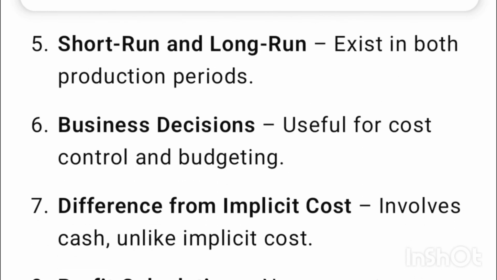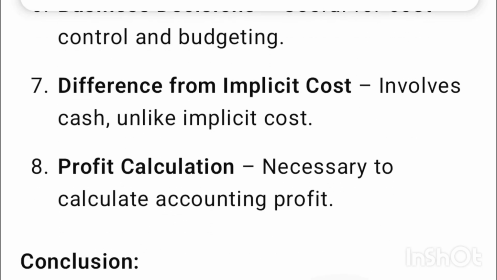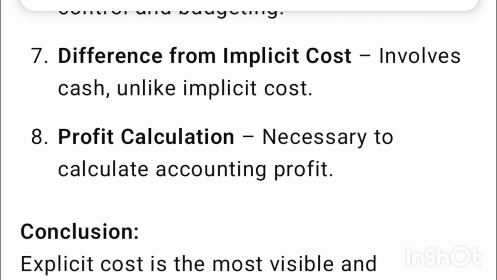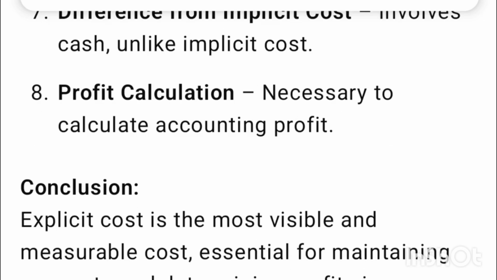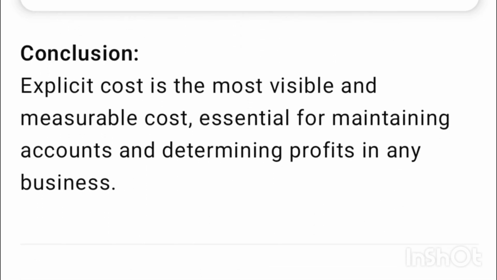5. Short run and long run. Exist in both production periods. 6. Business decisions, useful for cost control and budgeting. 7. Difference from implicit cost, involves cash, unlike implicit cost. 8. Profit calculation, necessary to calculate accounting profit. Conclusion. Explicit cost is the most visible and measurable cost, essential for maintaining accounts and determining profits in any business.